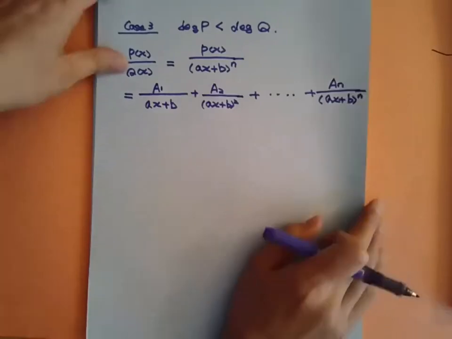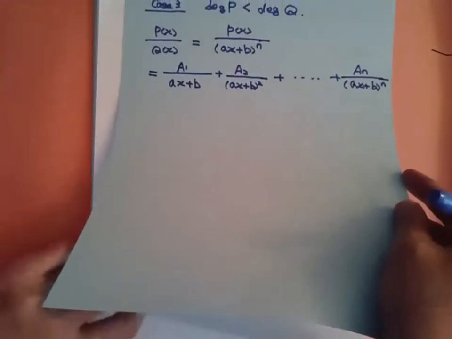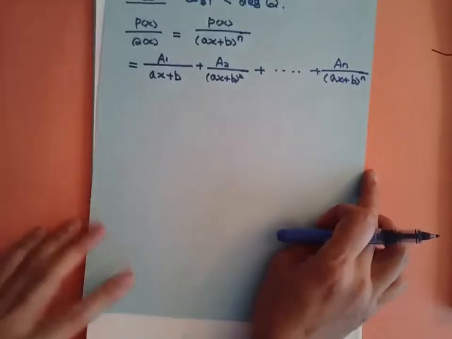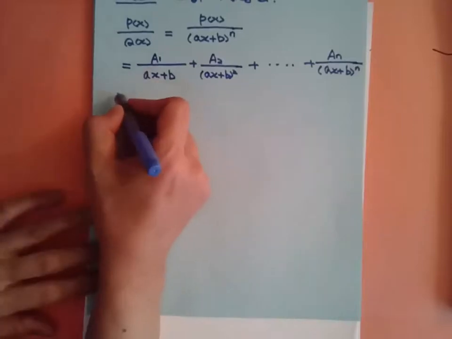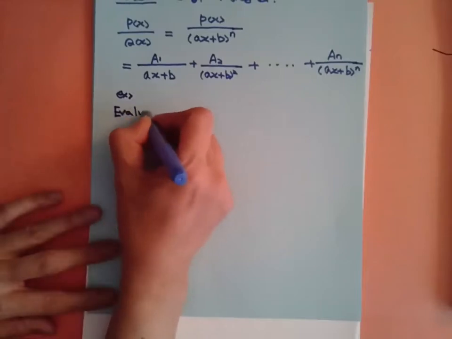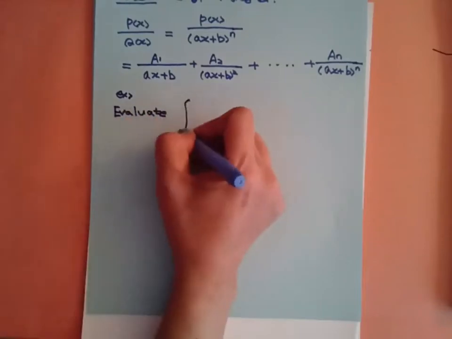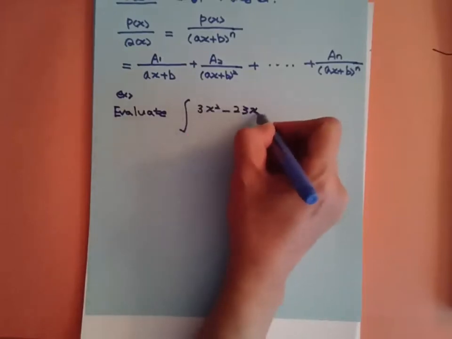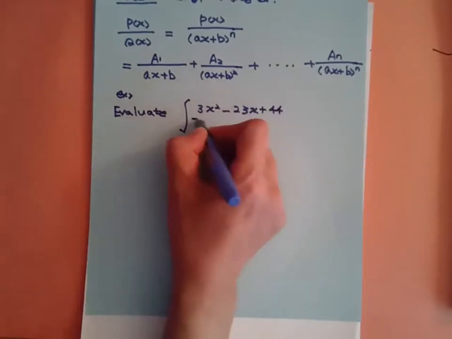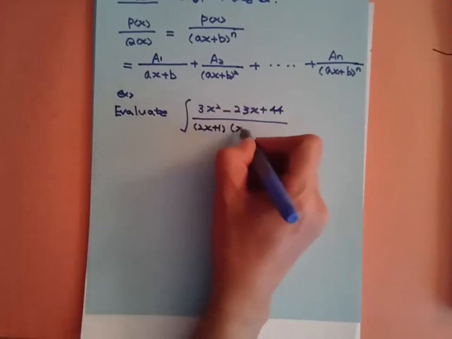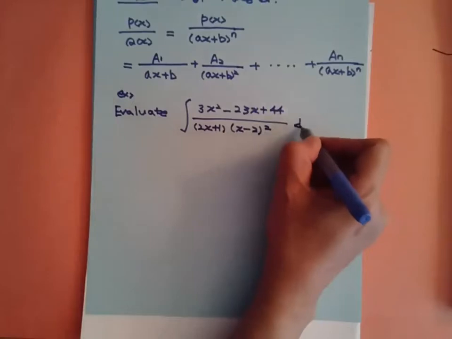All right. The next example will be the combination of the linear factor and the nth power. Evaluate integration 3x squared minus 23x plus 44 over 2x plus 1 times x minus 2 squared dx.